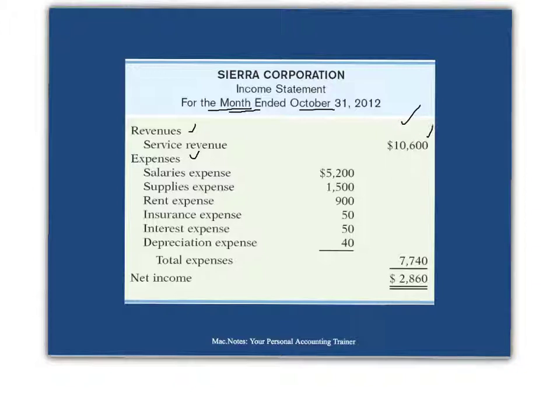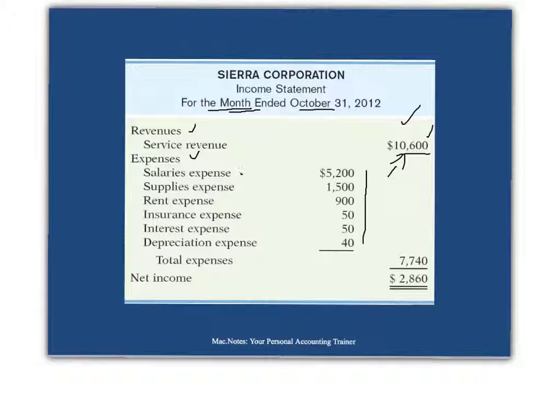Revenue. This is a summary of all transactions where we perform services for our customers. That is what revenue is. Every time we perform the service, we earn revenue. Now, the expenses are costs that we incurred in order to earn that revenue. Now, these expenses are listed in any order. It doesn't matter. They're listed highest to lowest here.